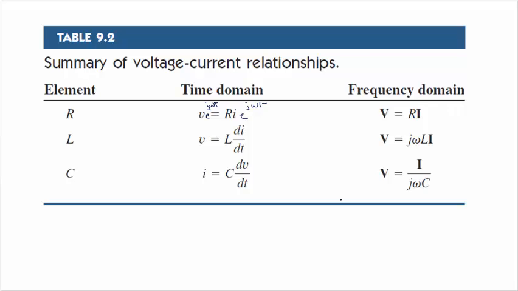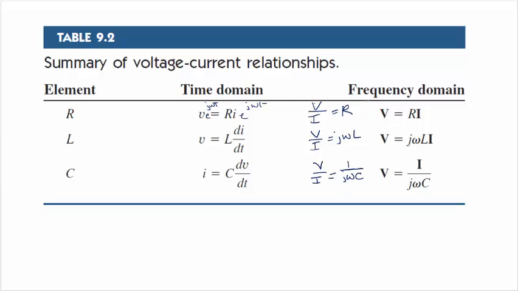Before moving on to the next section of how your textbook treats everything, I want you to notice something about these frequency domain equations. If I rearrange the terms here, I have V over I equals R, right? And right here I have V over I equals j omega L. And right here I have V over I equals 1 over j omega C. And this is going to actually be what's really important.